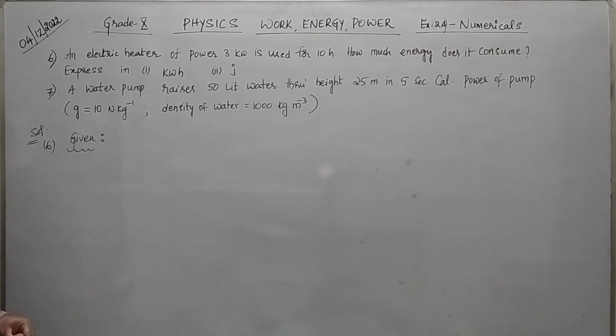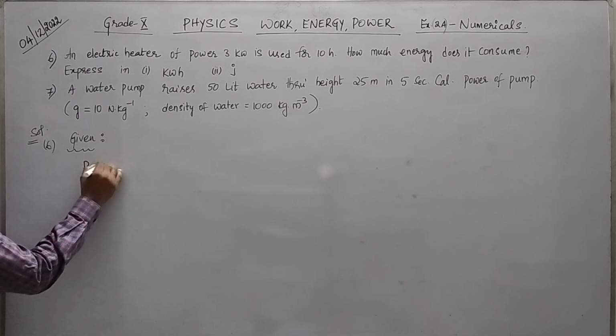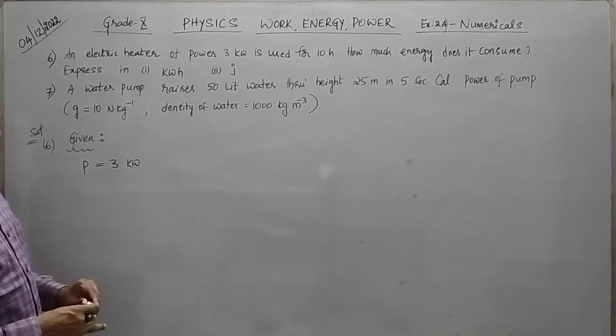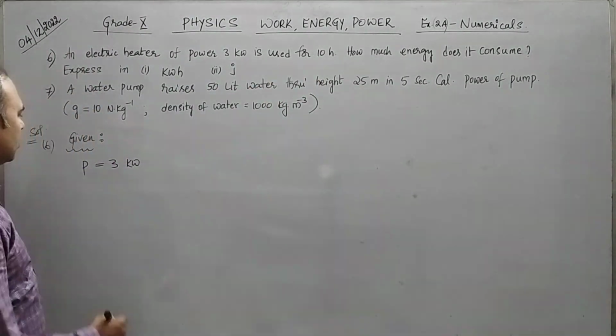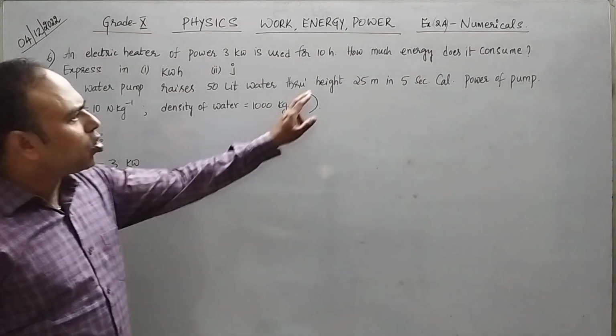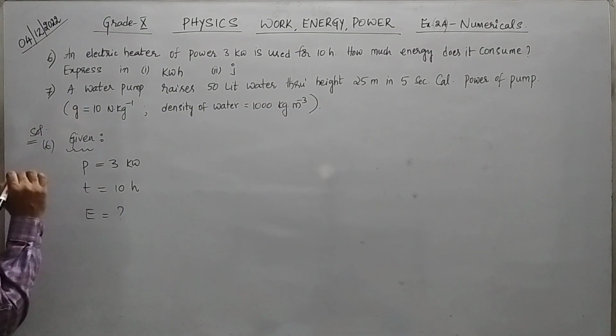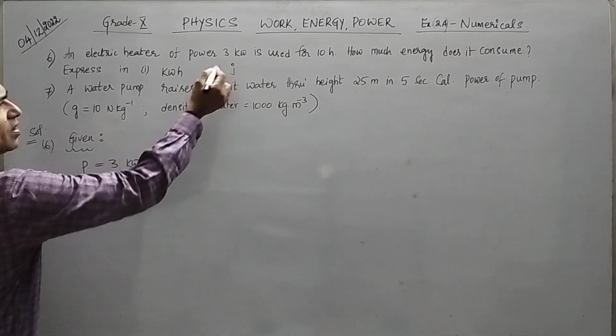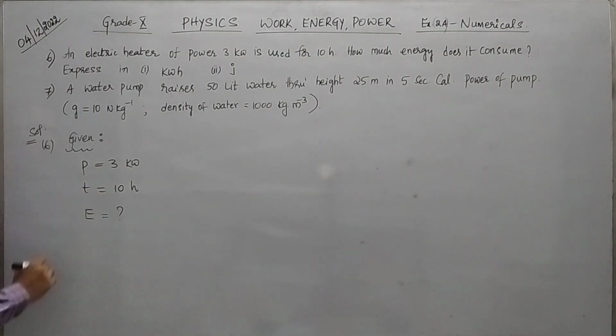Question number 6, they have mentioned an electric heater with the power, let us write a power P 3 kilowatt is used for 10 hours. Hence we can say the time used is 10 hours. They're asking how much energy does it consume. So we need to find out how much energy it is consuming. First one is in kilowatt hour and second one is in joule. This is very simple. You are directly taking the values.